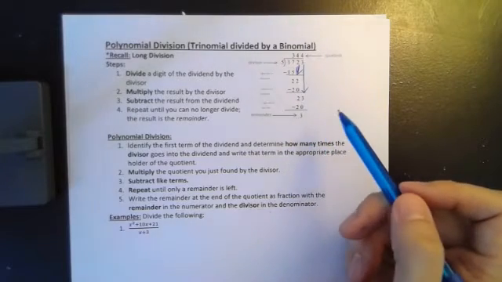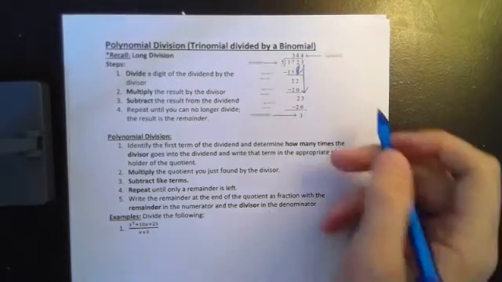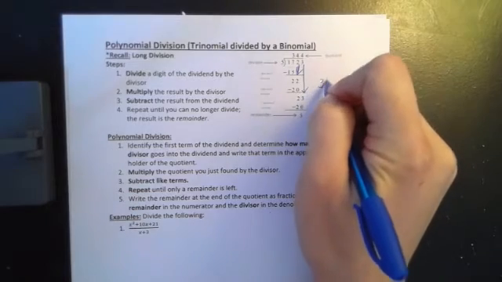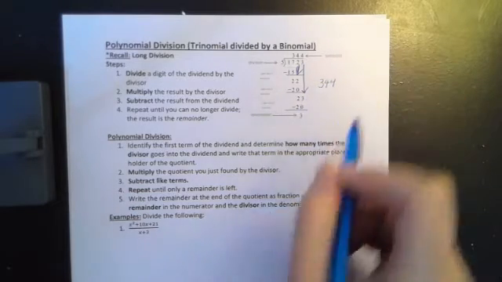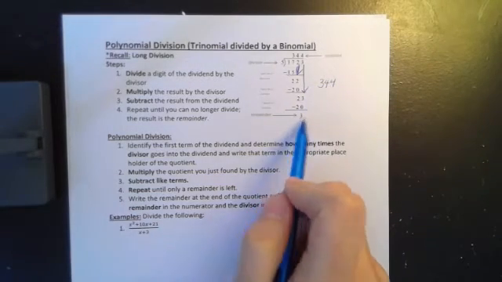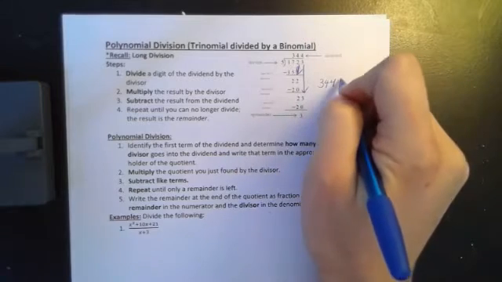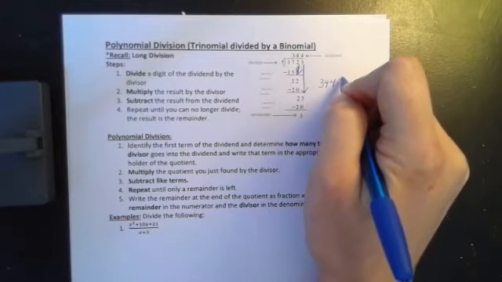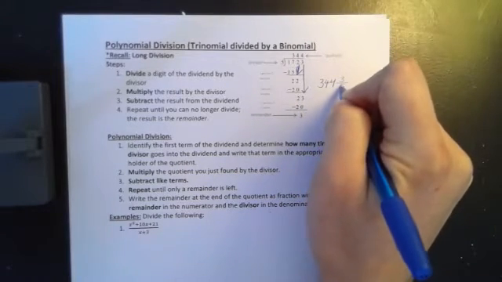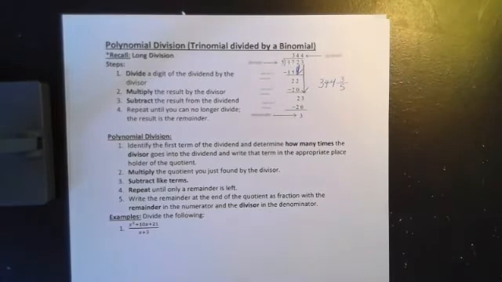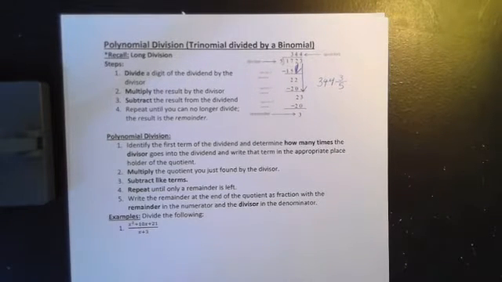Now, another way that you can write your final quotient would be 344, and then you can write the remainder over the divisor. So 344 and 3/5. That's going to be important today for polynomial division when you have a remainder.